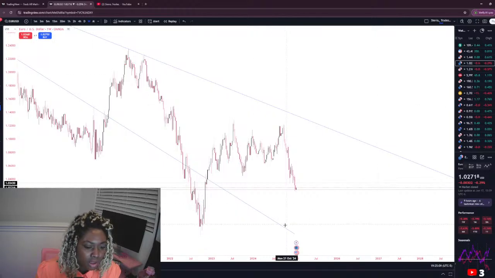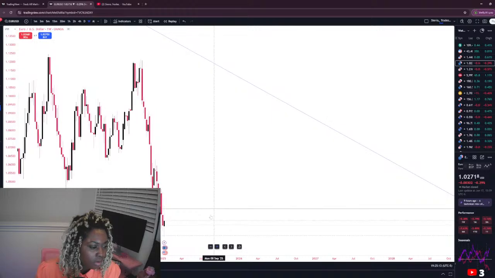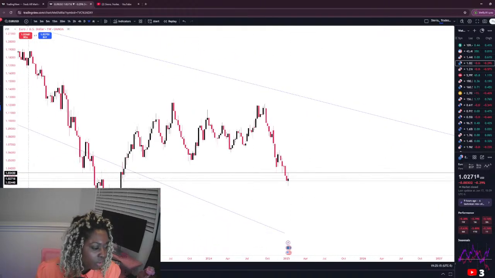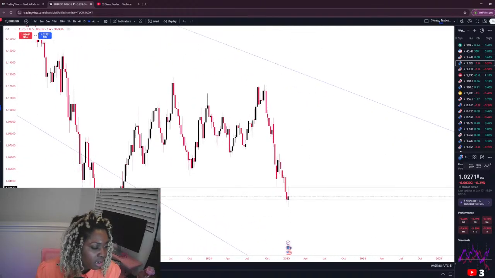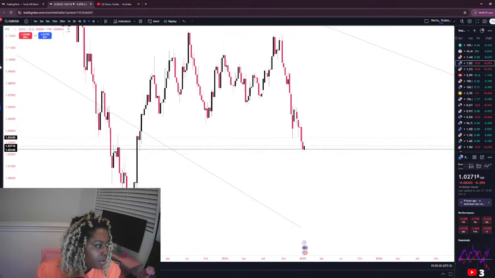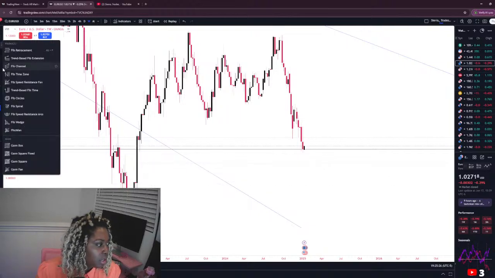All right, now we are going to go to our weekly, and I see another fair value gap here on the weekly. So this tracks: if the dollar's buying, EU should continue selling.